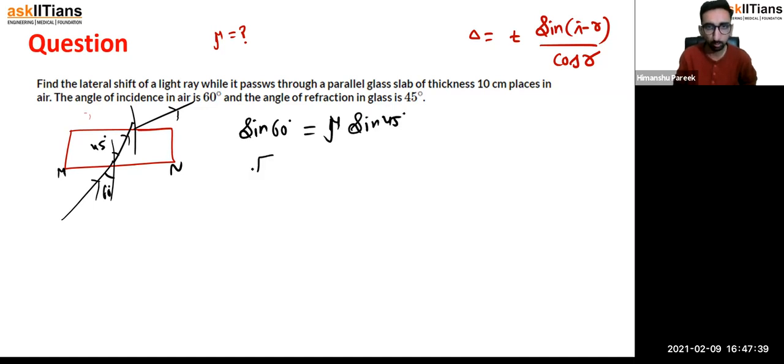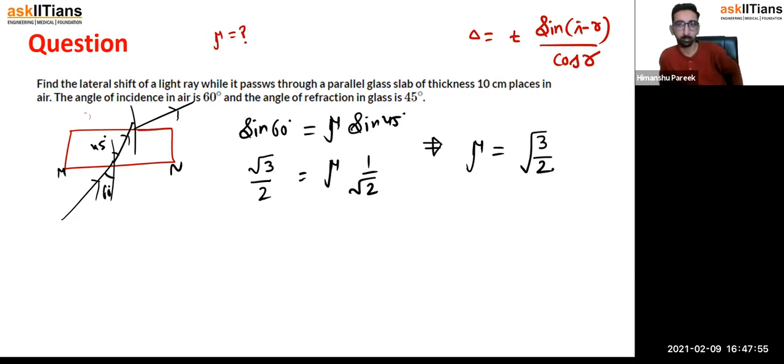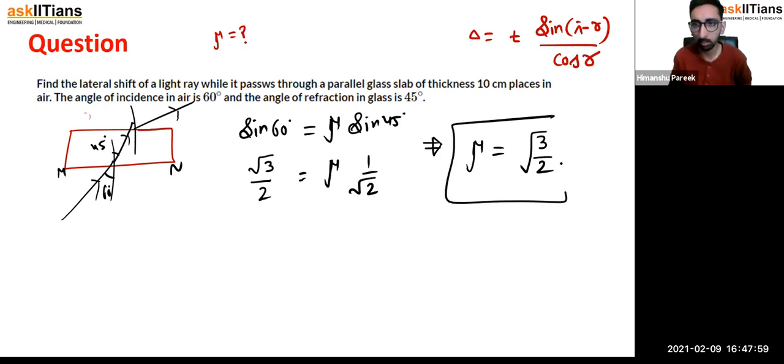Now you know the values: root 3 over 2 is equal to mu over root 2. So mu will be equal to how much? We'll get from here that mu is equal to root 3 over 2, since root 2 gets cross multiplied and it becomes root 3 by 2. We have got the value of mu. Why did I find the value of mu? Was it required? Not really, right?